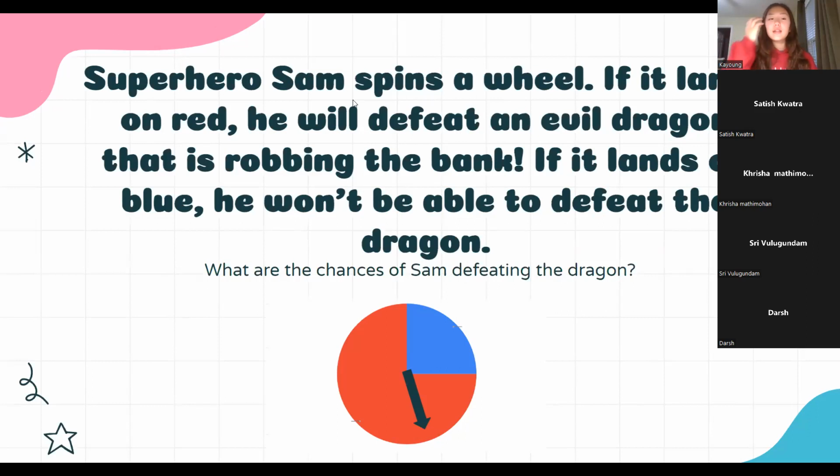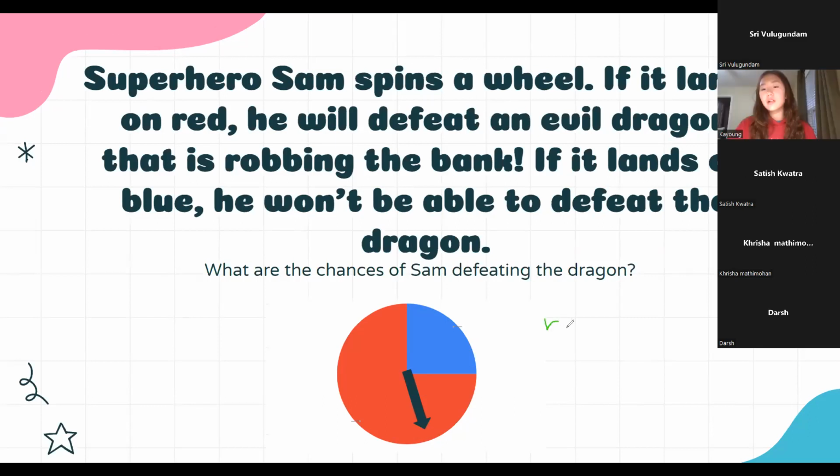Yeah, so you guys are right. It's 3/4 because 3/4 of the circle is red, and that is what we want. So the red is our desired outcome, and then everything is just 1. So 3/4 over 1 is just 3/4.